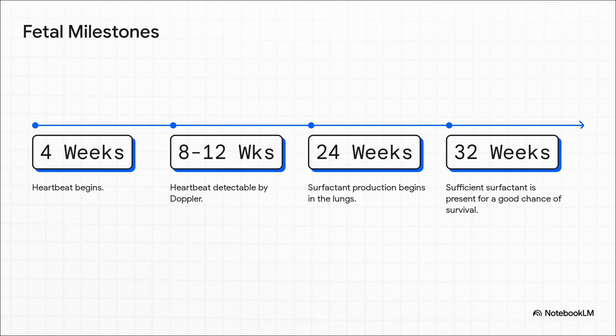Now, this next point is absolutely crucial for viability. At 24 weeks, the lungs start making surfactant. Surfactant is the soapy substance that coats the inside of the tiny air sacs, the alveoli, and keeps them from collapsing when the baby exhales. By 32 weeks, there's usually enough surfactant for the baby to have a really good chance of survival outside the womb. This is why surfactant is so critical when we're managing preterm labor.